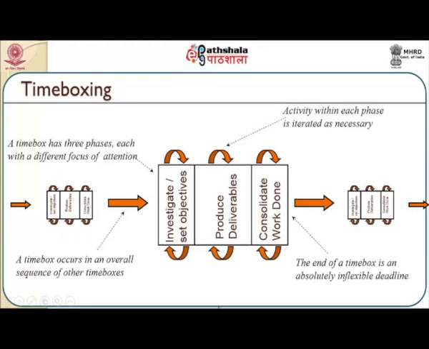So this is for one time frame, this is for the second time frame, and this would be for the other time frames. A time box has three phases, each with a different focus of attention. So each is of a different focus. A time box occurs in an overall sequence of other time boxes. So this is time box 1. This happens in sequence with the previous time box. This happens in sequence with the previous time box.